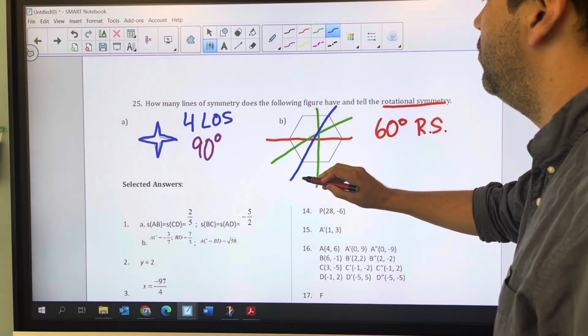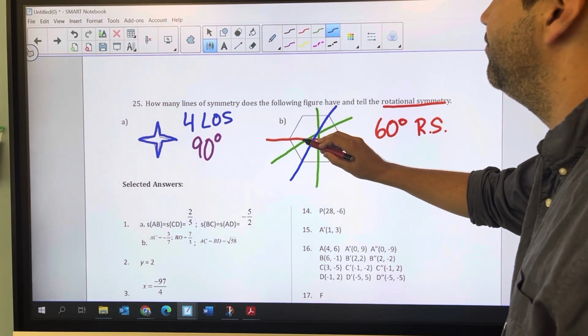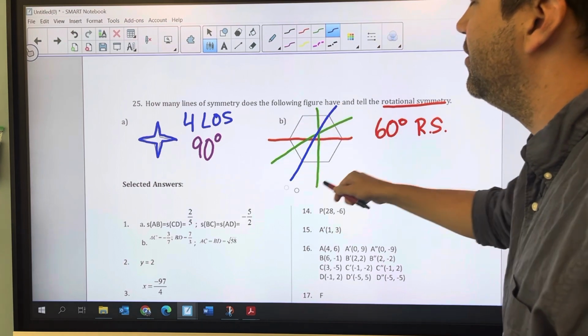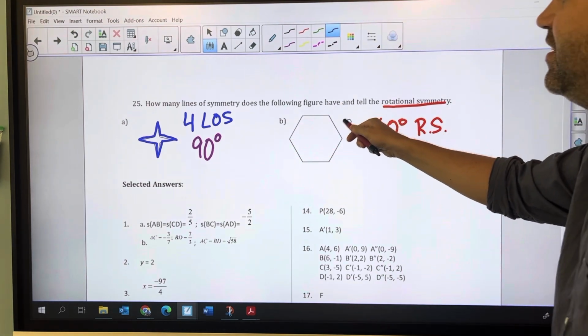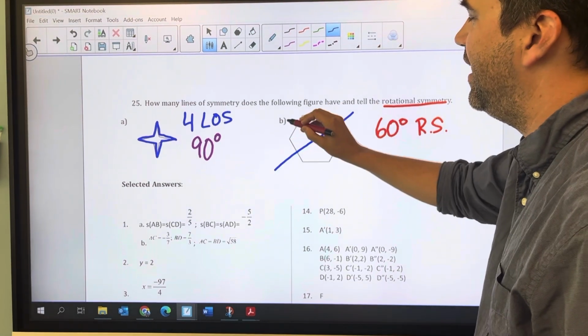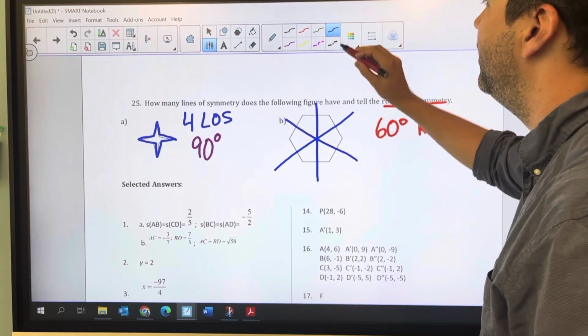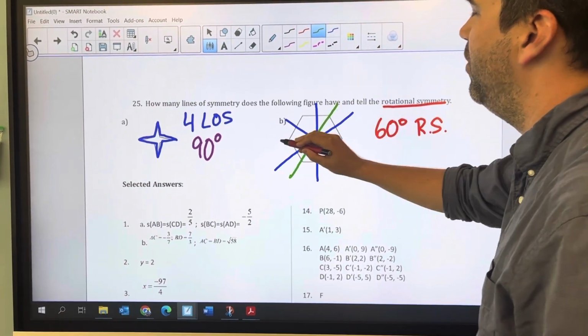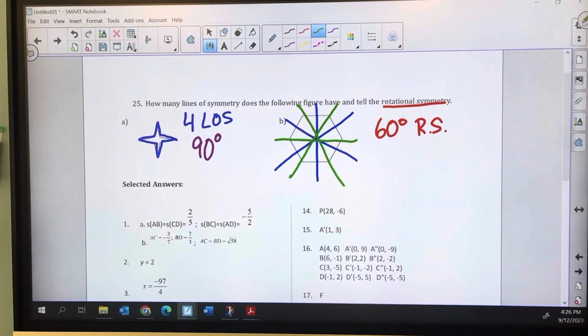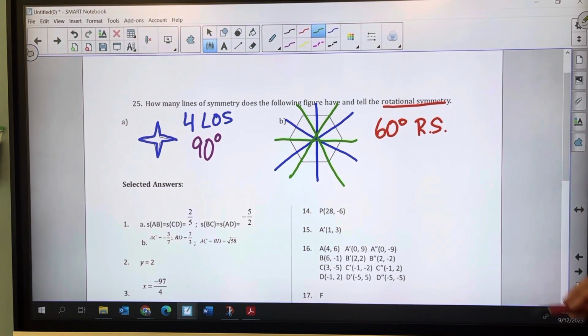Okay, let me go back, sorry. Let's talk about the midpoint of the sides, 1, 2, and 3. And then angle to angle, 1, 2, and 3. There you go, that's a better way of saying it. So we've got 6 different lines of symmetry.